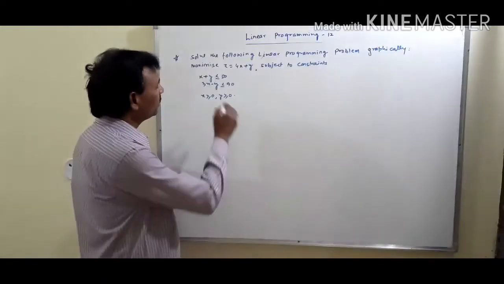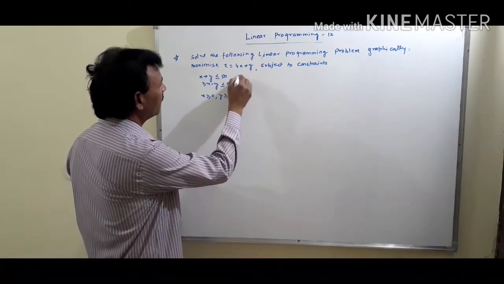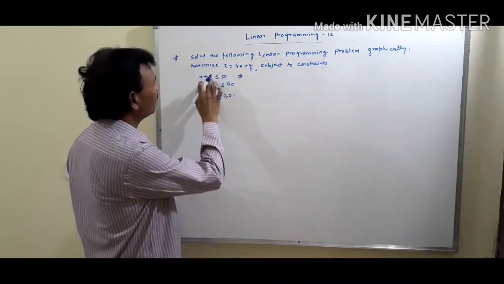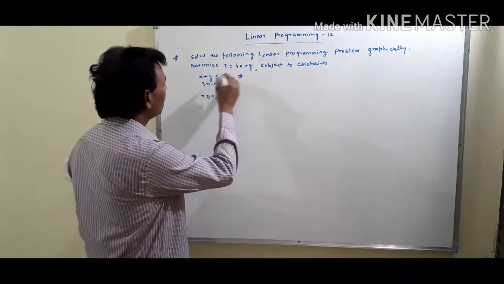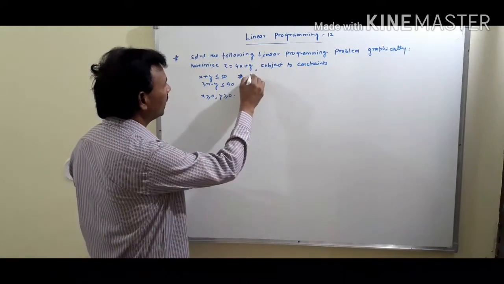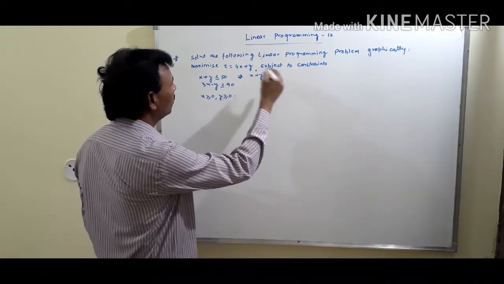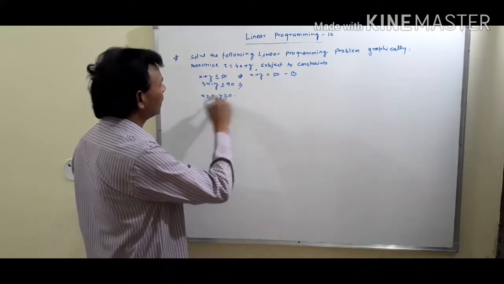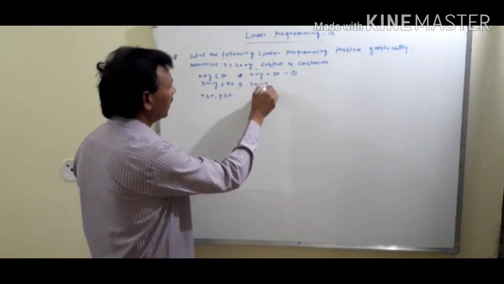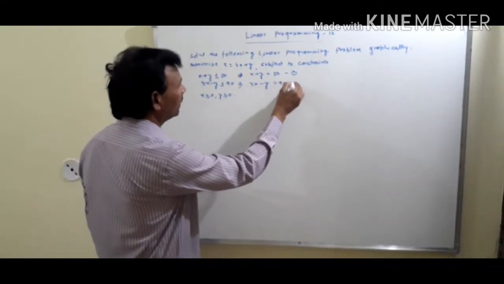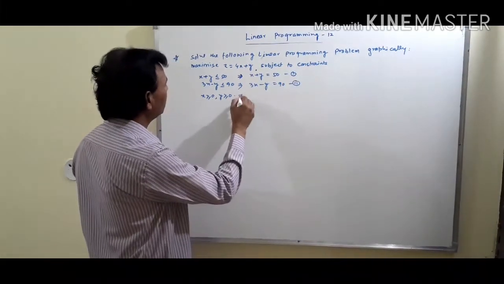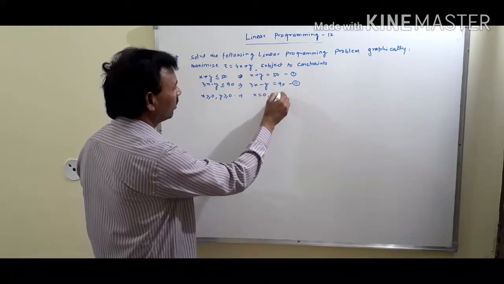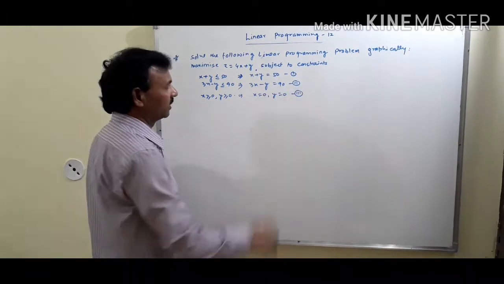Now, first we should write the corresponding equations of these inequalities. The corresponding equation of the first inequality is x plus y equal to 50. This is the first equation. The second corresponding equation is 3x minus y equal to 90. This is the second. And third is x equal to 0 and y equal to 0. This is the third equation.